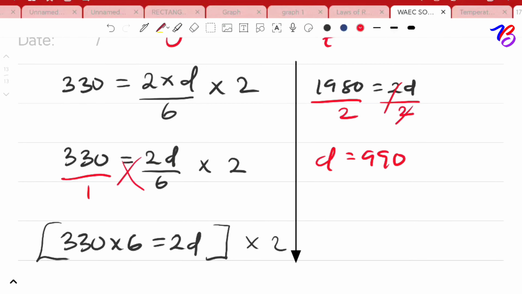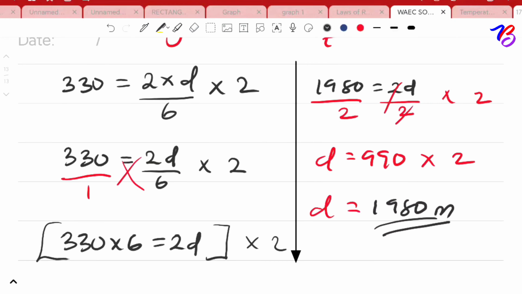But we can now apply our 2 at this juncture. So D is equal to 990 multiplying 2 will give us 1980 meters. So this is the distance between the two walls. I hope this was clear. If you have questions, drop them below for solutions.